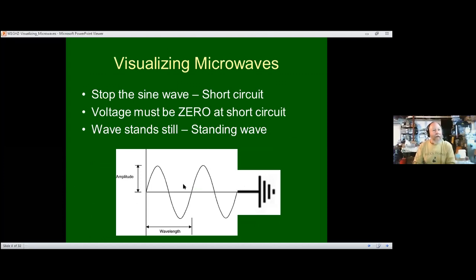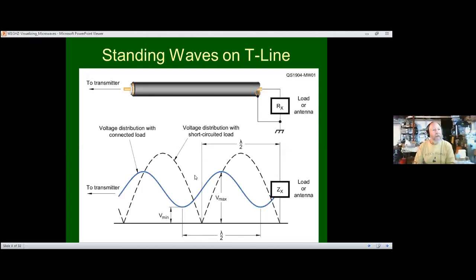So if these waves are traveling down a transmission line and we put a short circuit at the end, the voltage has to be zero there all the time. So the wave effectively stands still with a standing wave on the line. And with a short circuit, we see not only zero there, but a zero every half wavelength. Whereas if we have a better load, then we just get a sine wave traveling down the line, and it's the same RMS amplitude anywhere if it's well matched.